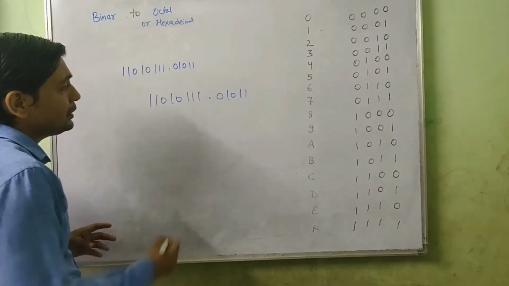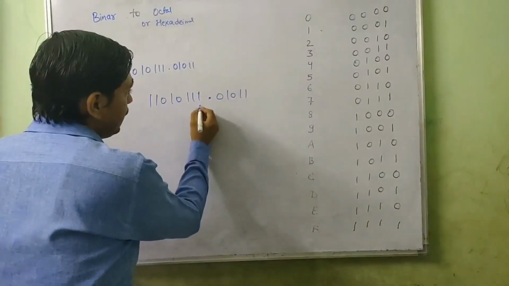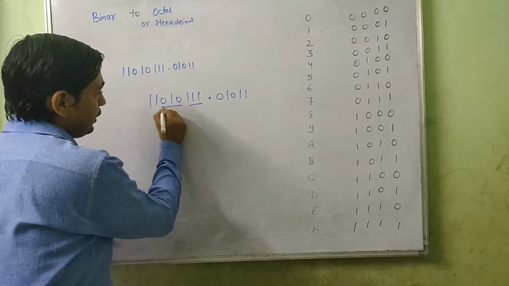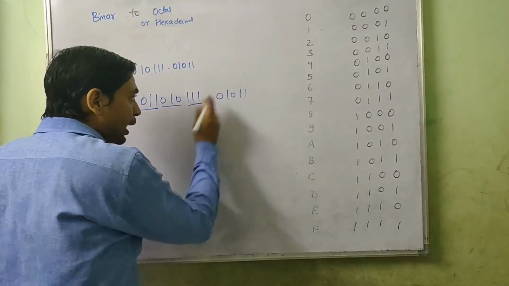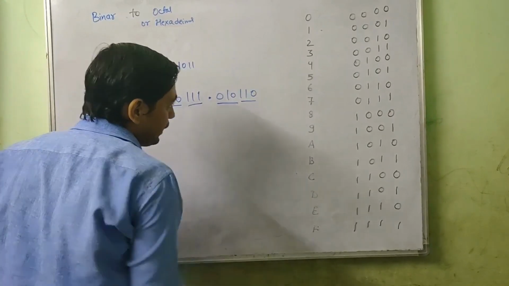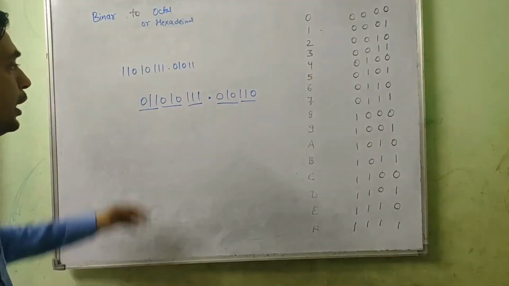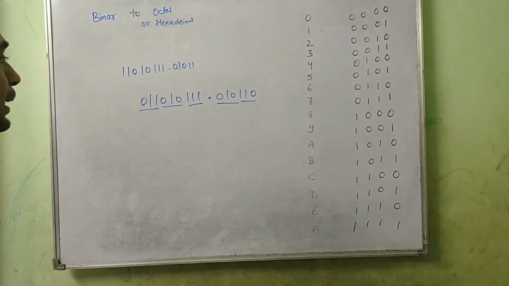11010111.01011. The interesting thing is, when you are moving from the left side of the binary point, you will form groups like this. If anything is left, you can add a 0 over there, and on the right side of the binary point you will start making groups from here. If anything is left, you will add a 0 there. Now you need to represent each 3-bit binary group as an octal digit.